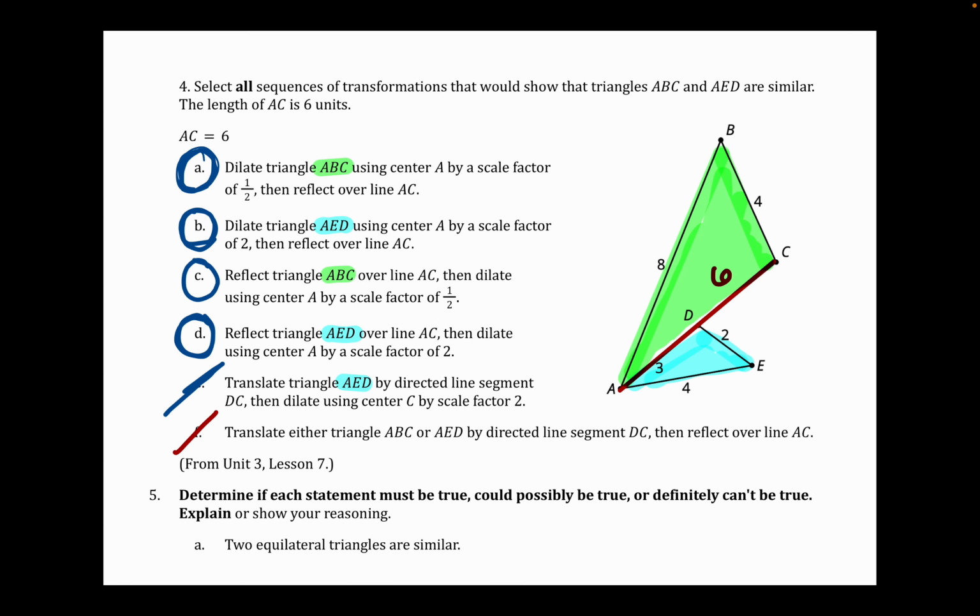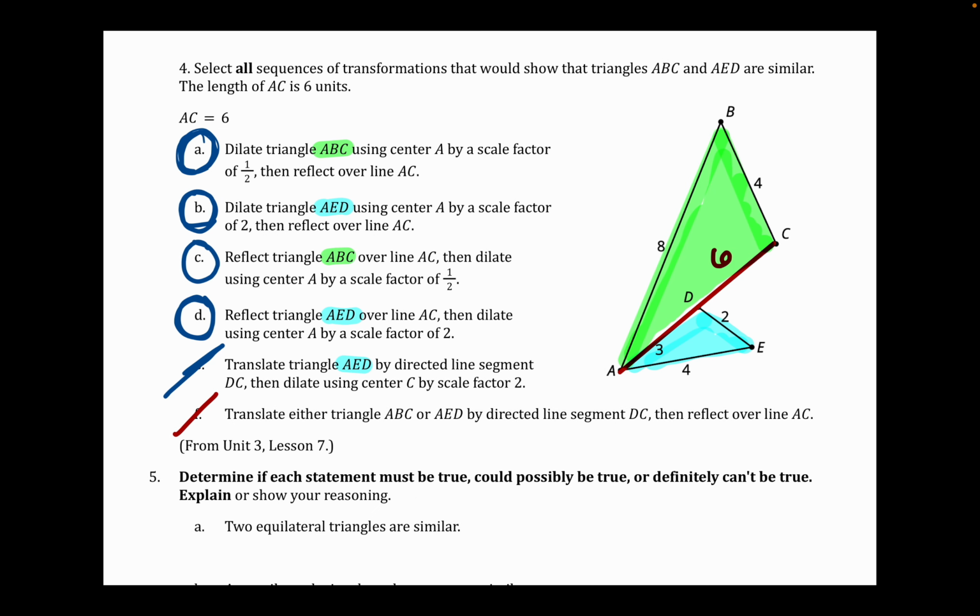So I'll make a little note and say this one was missing reflection. And then for F, we were missing a dilation. And that's why we would not pick those.